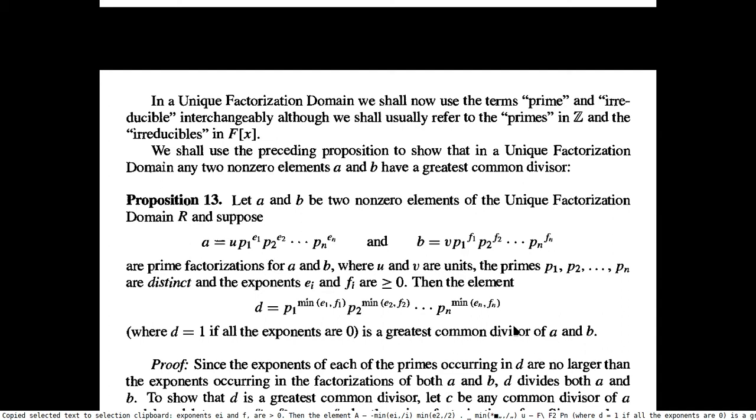Except back then your teacher probably didn't tell you why you do this, but now you know why you do it, because it's a unique factorization domain.